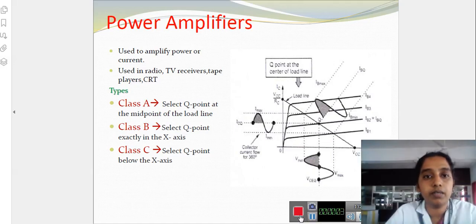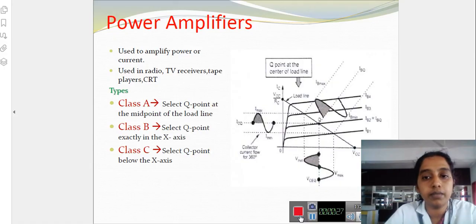Good morning everyone. Let us now see about power amplifiers. Power amplifiers are used to amplify power or current. So it is used in radios, TV receivers, tape recorders, CRT, cathode ray tubes.